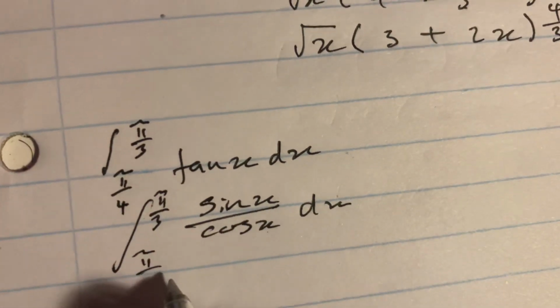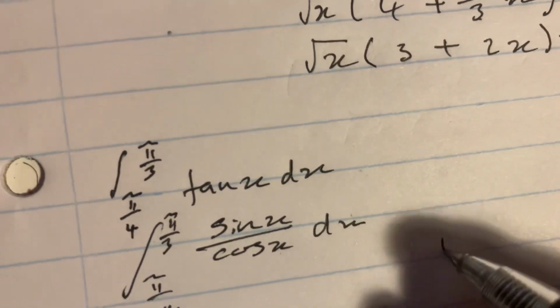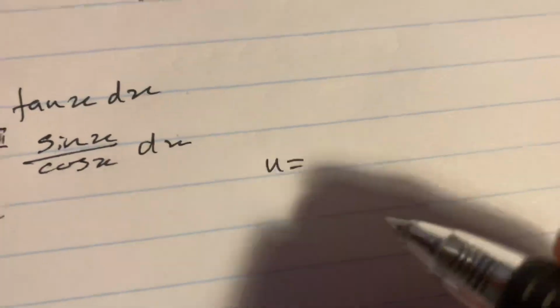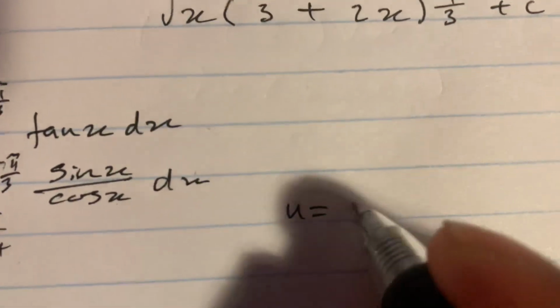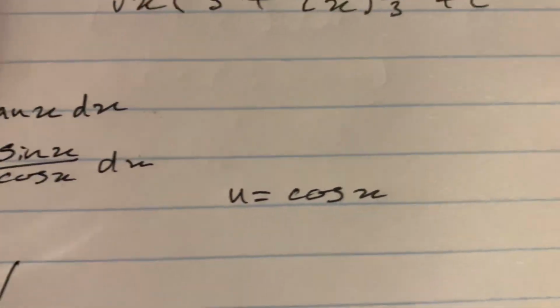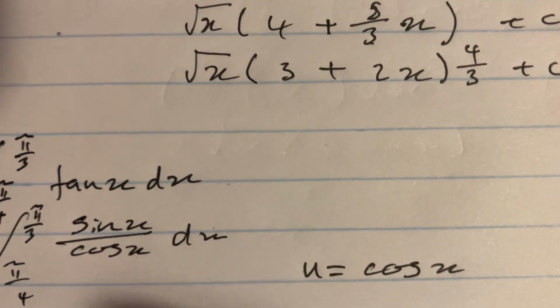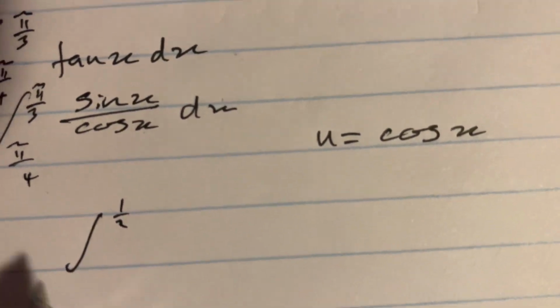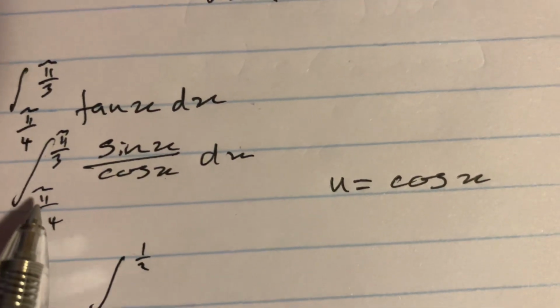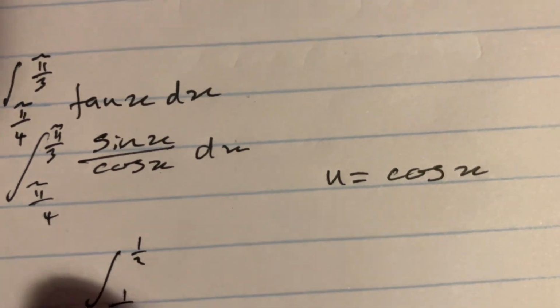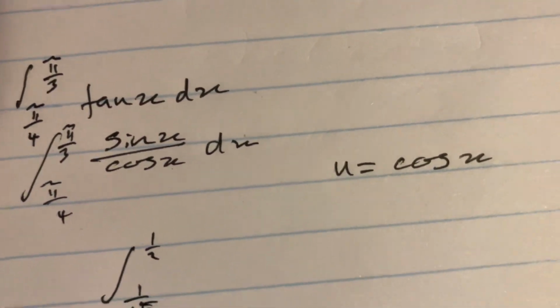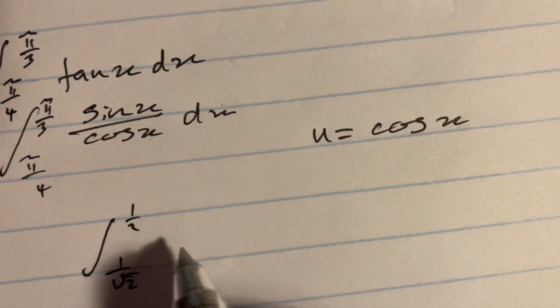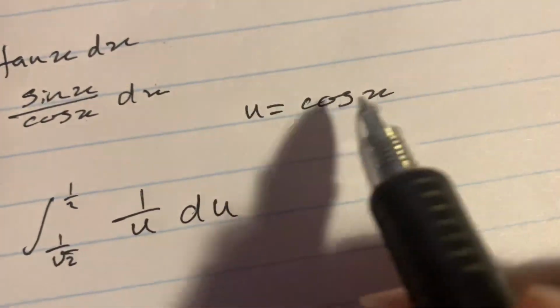I'm going to be careful when I'm doing this, because you need to write new limits to make it simpler. So you have your u as cos of x, and then write your new limits. What is cos of pi over 3? That's just cos of 60 degrees, so it is a half. And then what is cos of pi over 4? This is just 1 over square root of 2, or you can write it as square root of 2 over 2. It's the same thing. So this is 1 over u du.